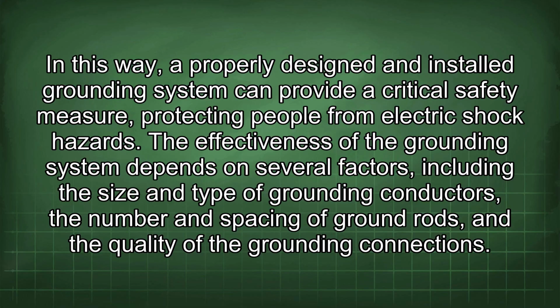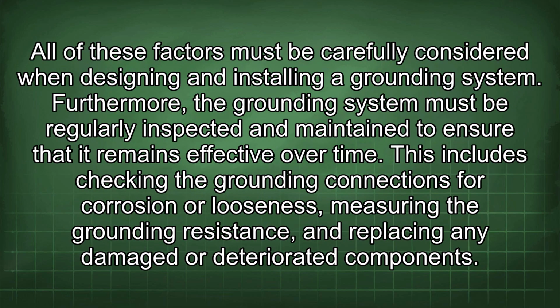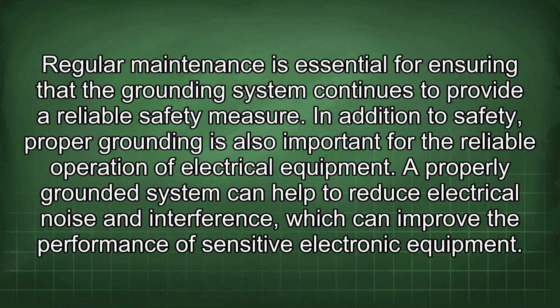The effectiveness of the grounding system depends on several factors, including the size and type of grounding conductors, the number and spacing of ground rods, and the quality of the grounding connections. All of these factors must be carefully considered when designing and installing a grounding system. Furthermore, the grounding system must be regularly inspected and maintained to ensure that it remains effective over time. This includes checking the grounding connections for corrosion or looseness, measuring the grounding resistance, and replacing any damaged or deteriorated components. Regular maintenance is essential for ensuring that the grounding system continues to provide a reliable safety measure.